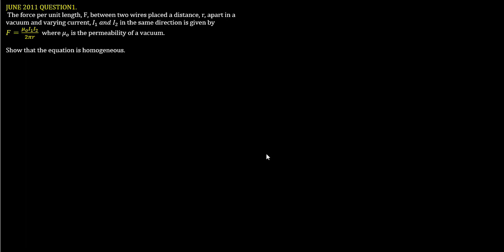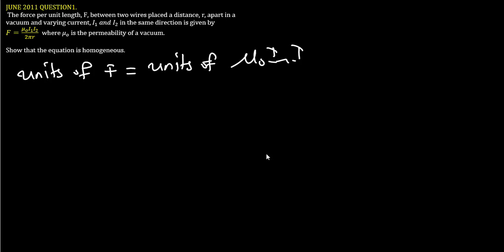So one thing we have to realize is F is not the force, it is the force per unit length. And so we are going to find it for us to show that the unit of capital F is equal to the units of mu naught I1 I2 all of this divided by 2 pi r.